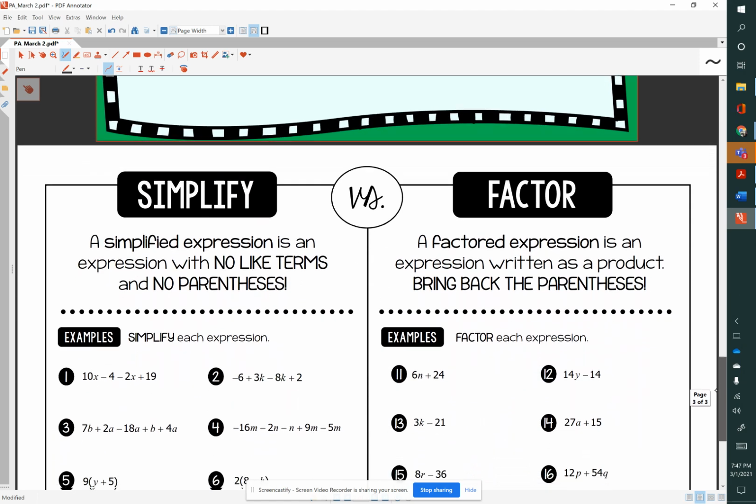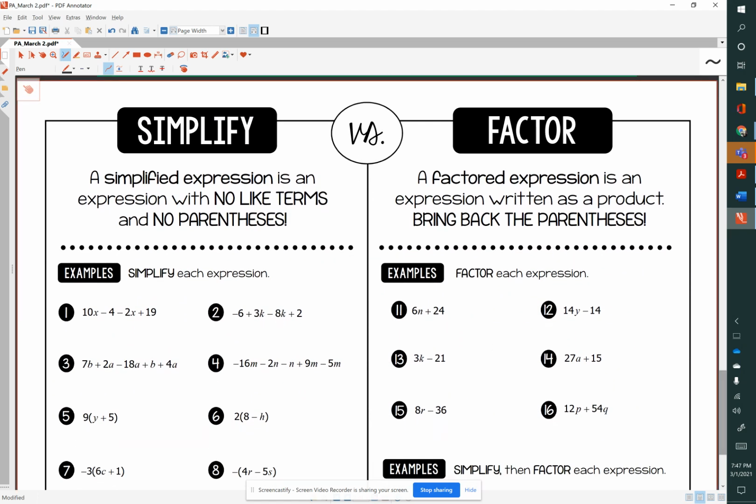So today we're going to compare simplifying versus factoring. So remember, a simplified expression is an expression that no longer has like terms and has no parentheses. So there are no like terms, there are no parentheses. Like terms, two numbers would be a like term, constants, numbers without a variable. Two of the same variable would be a like term, but they have to be the same. And every part of the variable expression has to be the same.